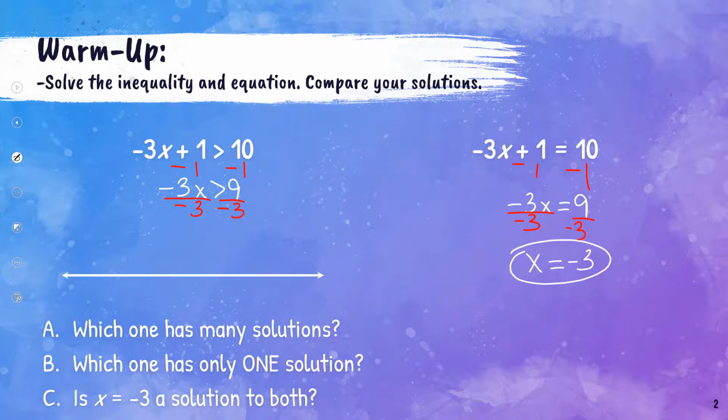But we have to remember our rules for inequalities. If you divide by a negative number, you're going to have to flip your inequality symbol. So this now becomes x is less than negative 3.